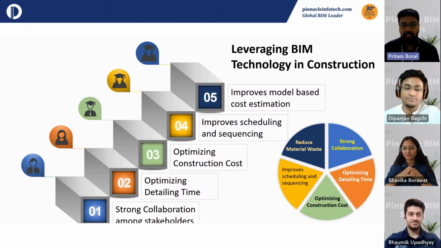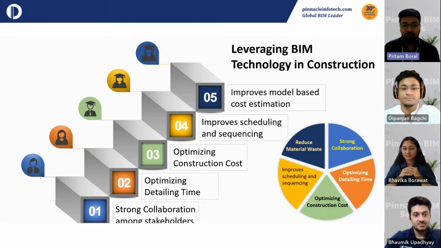Fourthly, it helps in improving the scheduling and the sequencing of the building as well. By using the different aspects of BIM, we can map the scheduling of the building and even sequence the different phases of any construction way before the building actually starts constructing. Then it helps in reducing the material waste even.